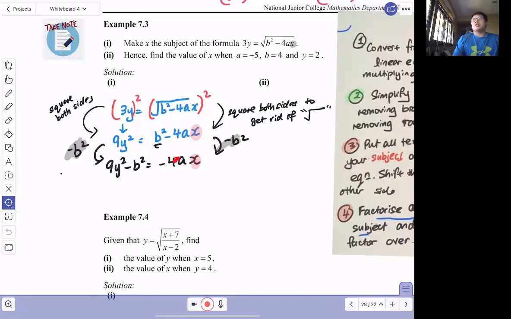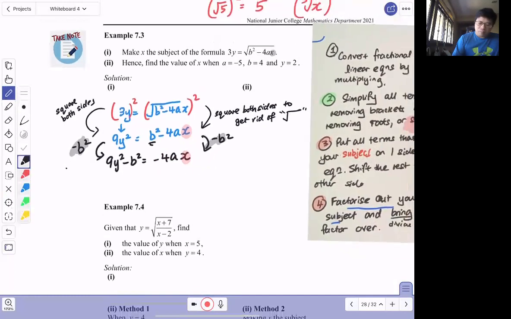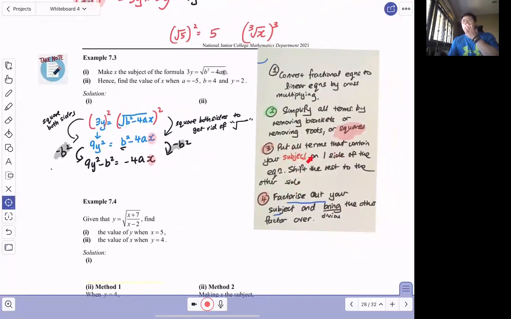X is my subject. Remember tip number 3 and 4. All the terms that contain your subject are on one side. Only this one. Factorize out the subject. Factorize already. The other factor I bring over. This one I bring over.